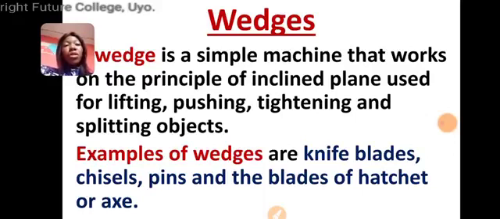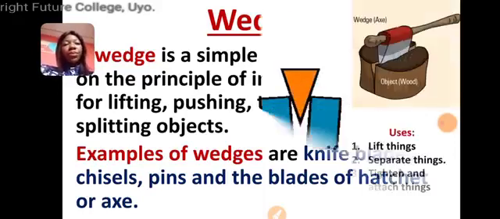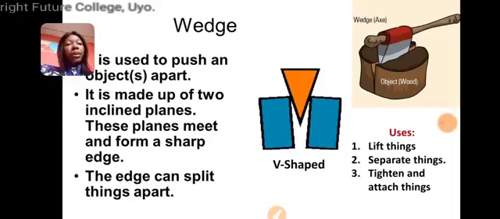wedge is made up of 2 inclined planes that meet together to form a sharp edge. This sharp edge of a wedge is used for lifting, pushing, tightening, and splitting objects. Examples of wedges are knife blades, chisels, pins, and the blade of hatchet or axe. Look at what we are talking about. You can see the object that is V-shaped. Wedges are usually V-shaped, because the planes meet together, forming what?